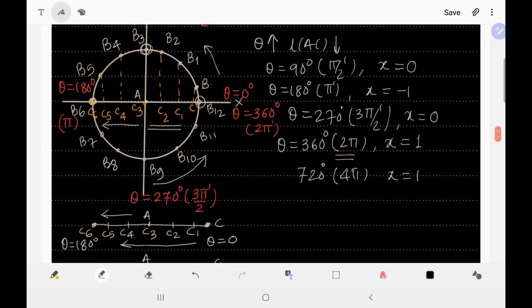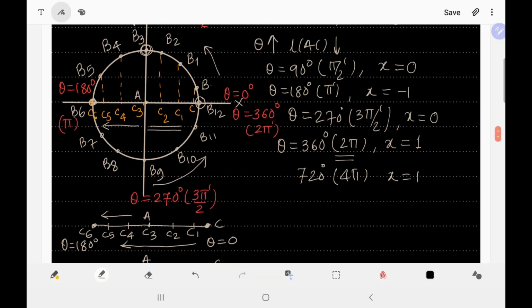Let's try to understand variation of x coordinate by plotting this with respect to angle theta as point B moves along the circle in anti-clockwise direction.